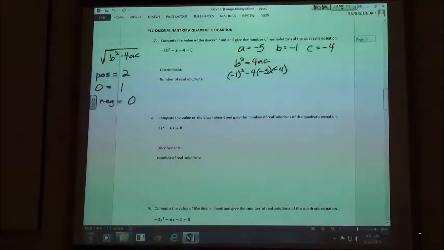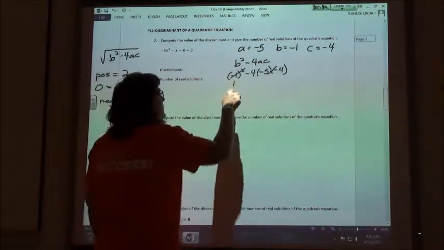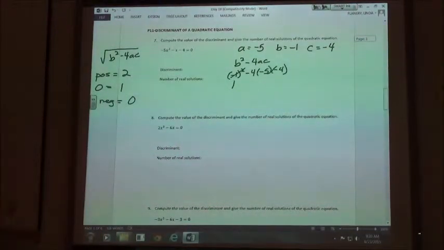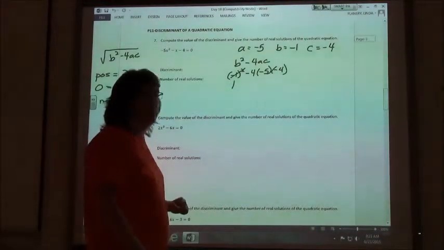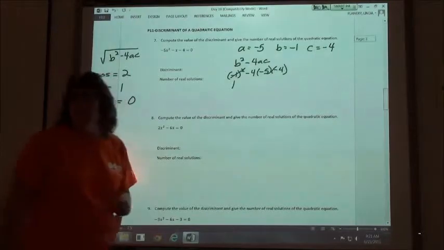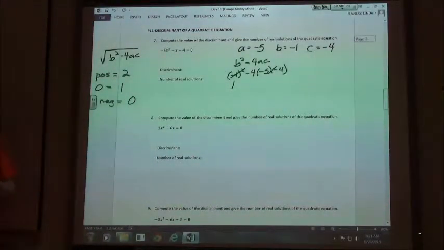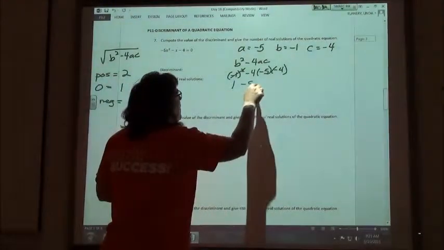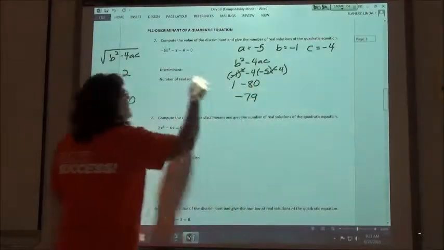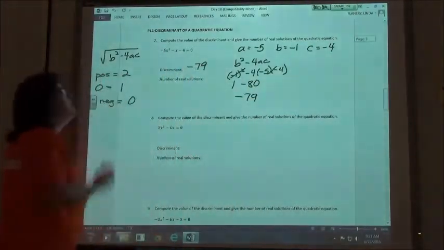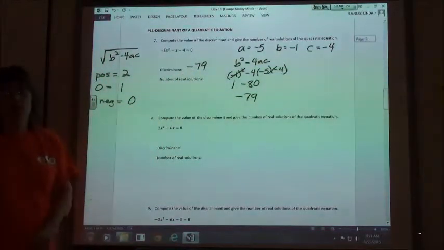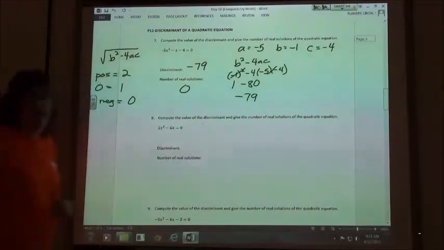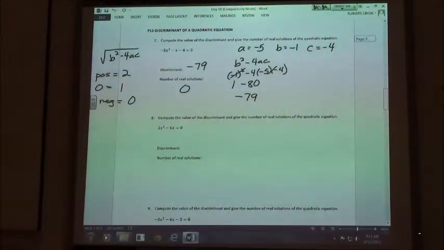If we figure that out, -1 squared is 1. -4 times -5 times -4 would give me -80. 1 minus 80 is -79. So my discriminant in this case would be -79. Since it's negative, how many real solutions do I get? I don't get any because I'm going to get imaginary number solutions.